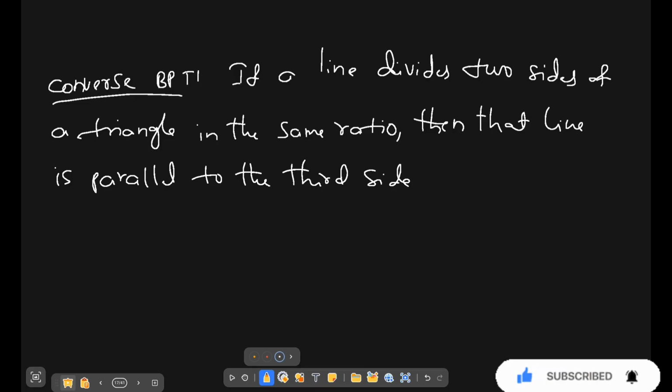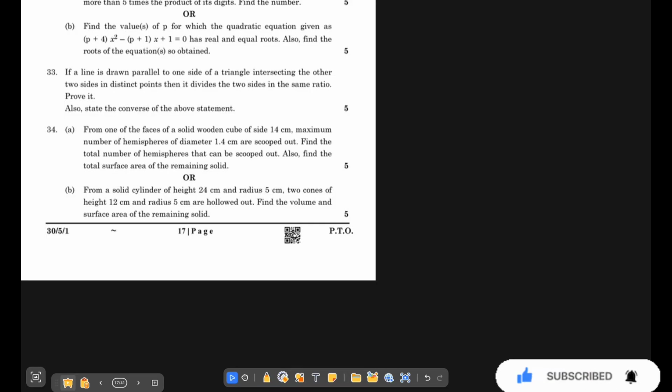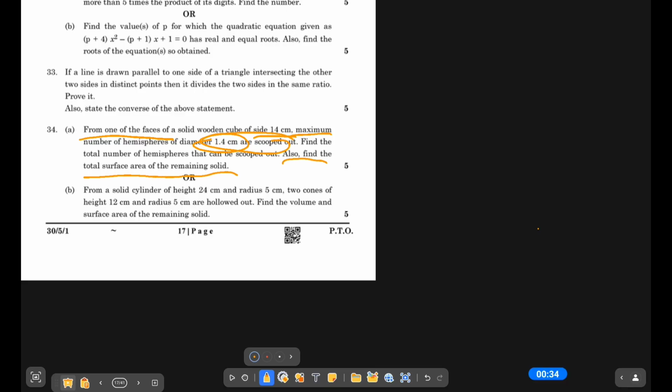So this is the solution for this question. Next, 34A question is: from one face of a solid wooden cube of side 14 centimeters, the maximum number of hemispheres of diameter 1.4 centimeters are scooped out. Find out the total number of hemispheres that can be scooped out. Also find the total surface area of the remaining solid.